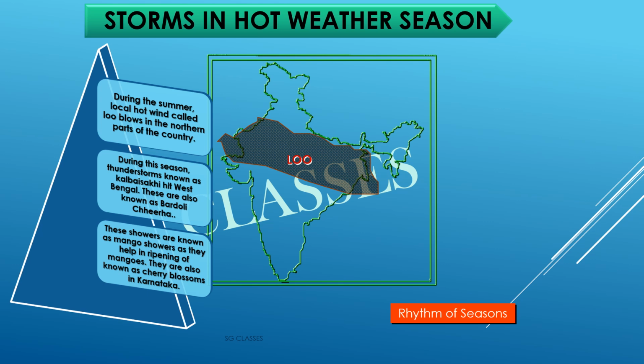Thunderstorms known as the Kalbaisakhi hit West Bengal. These are also known as the Bardoli Chheerha. These thunderstorms are accompanied by heavy rainfall. It also rains in coastal areas like Kerala and Karnataka. These showers are known as mango showers, as they help in the early ripening of mangoes. They are also known as cherry blossom in Karnataka.